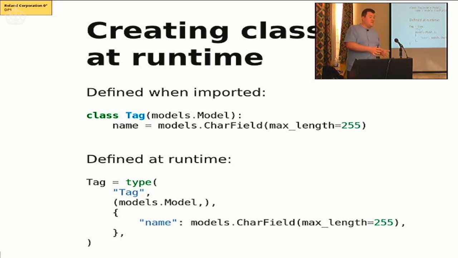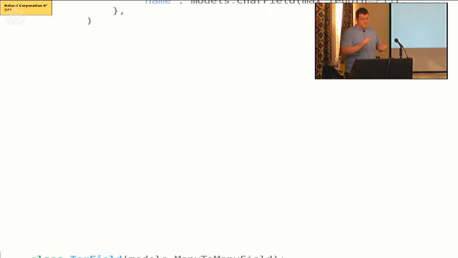The side effect of this, because we're still setting models.Model as a base class, is that it's going to use the same metaclass that we were looking at earlier, which means it's all going to get automatically registered with Django, and Django's going to think that it was there all along. So that's great. We can call type directly and generate the model automatically, but where do we do it?